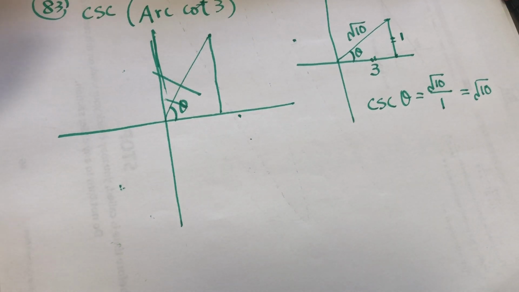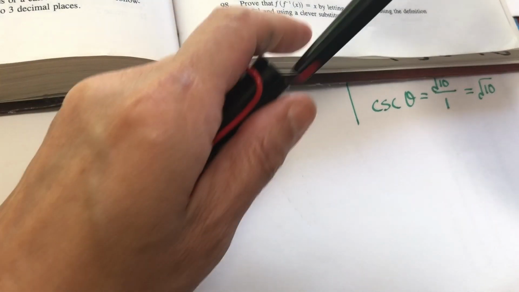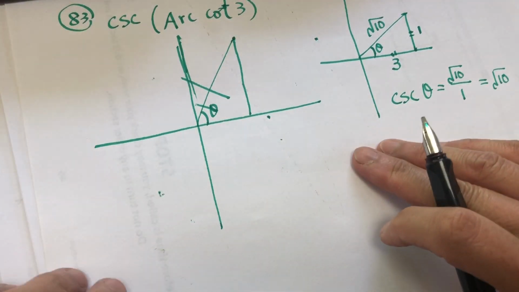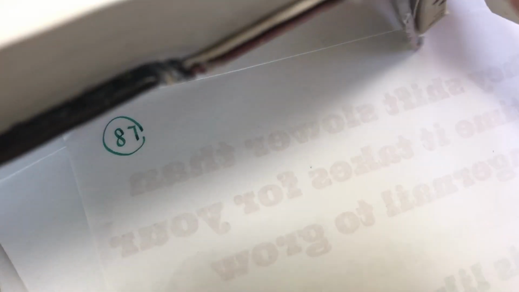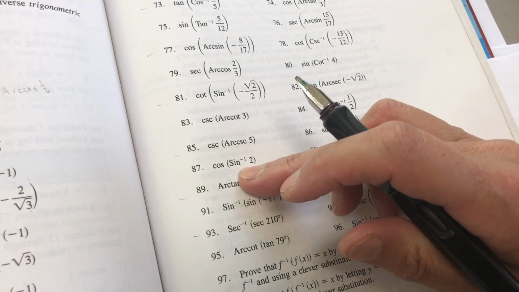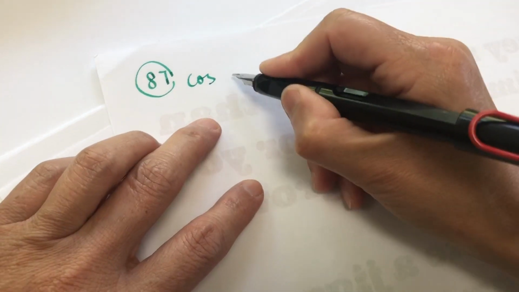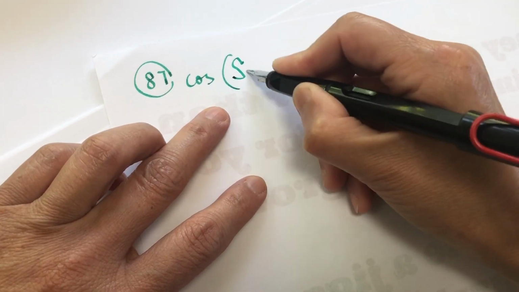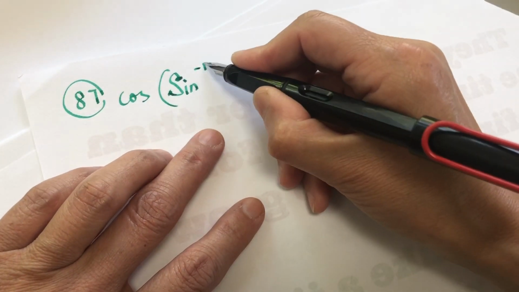When you dismantle everything and think it through, oh, this one I have to do. Question number 78, we missed something, but this one is very interesting. Question number 78. Let's take a look. 78. Did you see cosine? Sine inverse, capital, of 2.